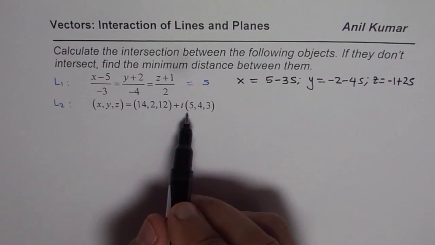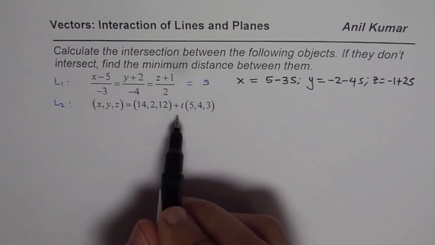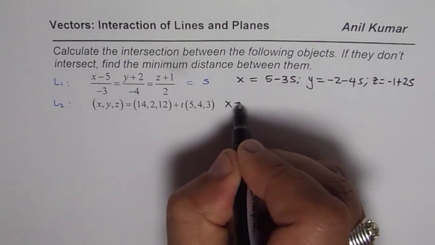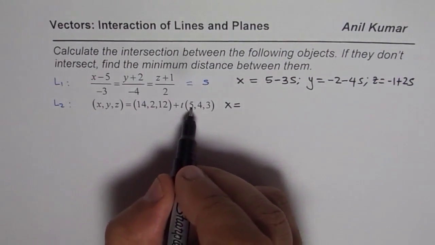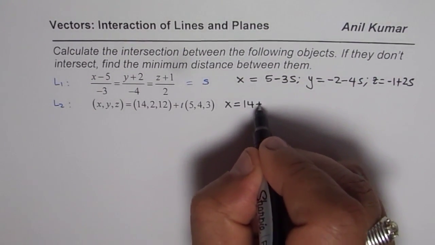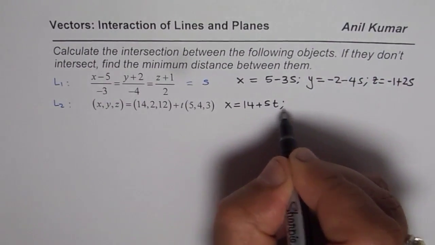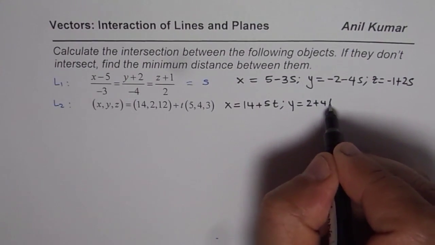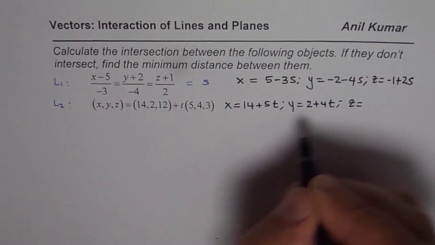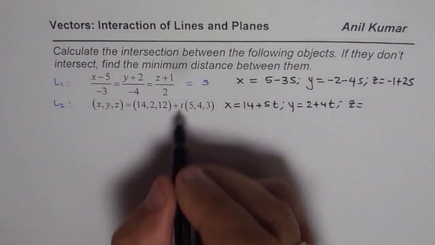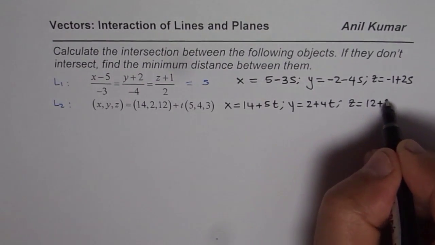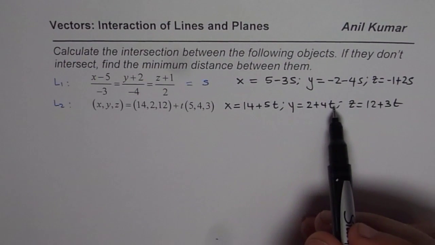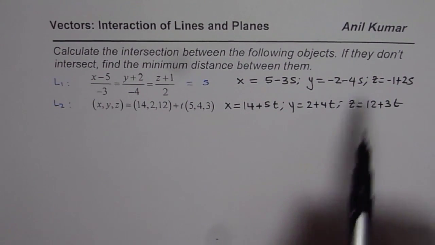Now in the second line you could also write in the similar fashion x, y, and z. So we get x is equals to 14 plus 5t, y is equals to 2 plus 4t, and z is equals to 12 plus 3t. So we have to find the values of t and s to find the point of intersection. So that is the whole idea.